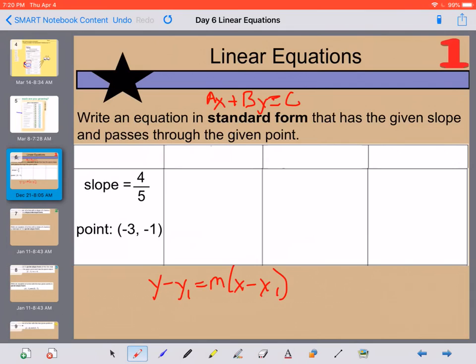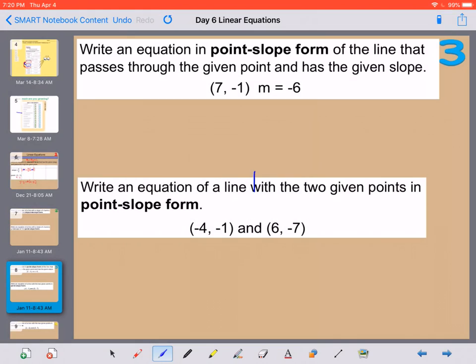Our point here is -3, -1, so x1 will be -3 and y1 will be -1. So we'll have y minus a -1 equals our m, which is 4/5, times x minus a -3. Two of those I can make a positive because you have 2 negatives in a row, so y plus 1 equals 4/5 times x plus 3.